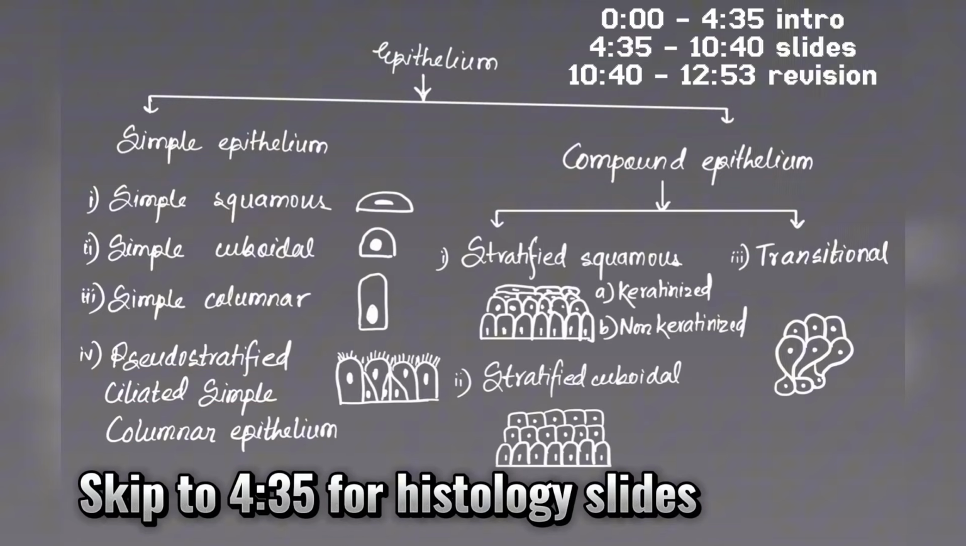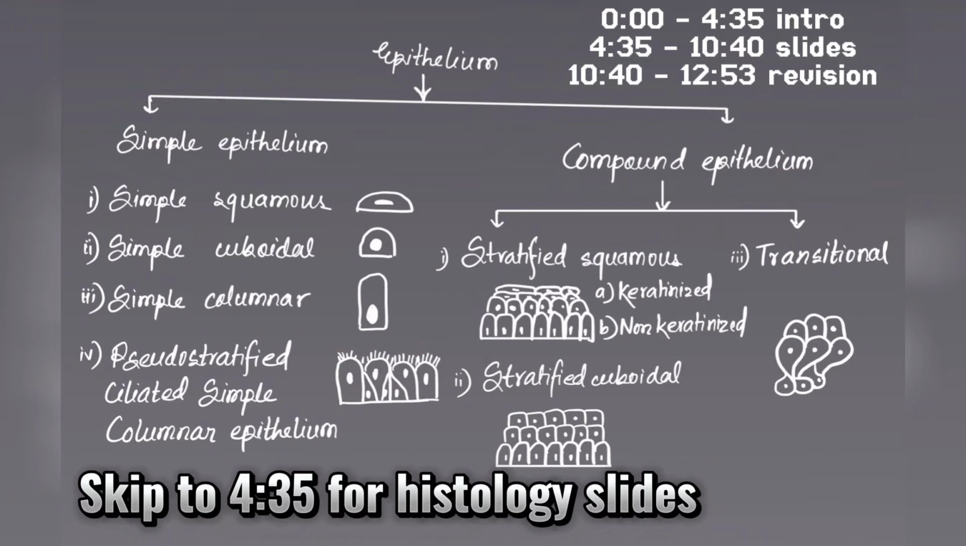Okay, one last time. For simple squamous, flat cells with flat nucleus in a single layer. Simple cuboidal, cube-like cells with round nucleus in a single layer. Simple columnar epithelium, oval nucleus at the base of the pillar-like cell arranged in a single layer. Pseudostratified ciliated simple columnar epithelium, presence of cilia and nucleus at different levels.